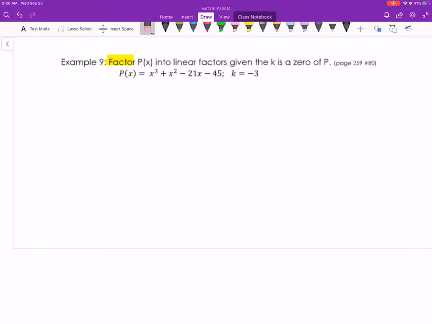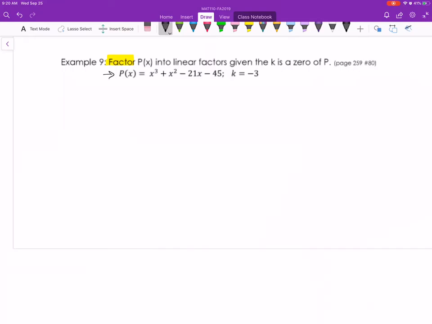Guys, I'm going to walk through this example in your notes with you. You're going to see this in the homework, so I just want to make sure you have an example to reference when you're working at home. The question says factor p of x, which just means factor this function, into linear factors given that k is a 0 of p.